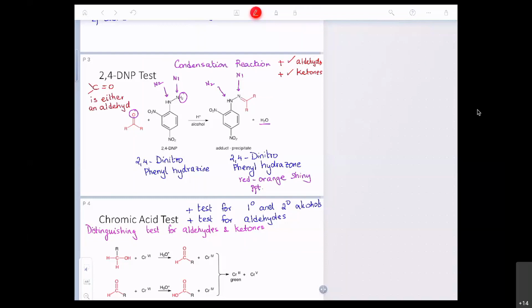I'm not going to belittle the test. It is an important test because it's a negative test for all other carbonyls. So if you don't get a positive test and there is a possibility of a carbonyl, that means it's an ester, carboxylic acid, or an anhydride. All those carbonyls are going to give you a negative test. If you get a positive test, then you know your carbonyl is aldehyde or ketone. So it is quite an important test, a nice red-orange precipitate that you can't miss.